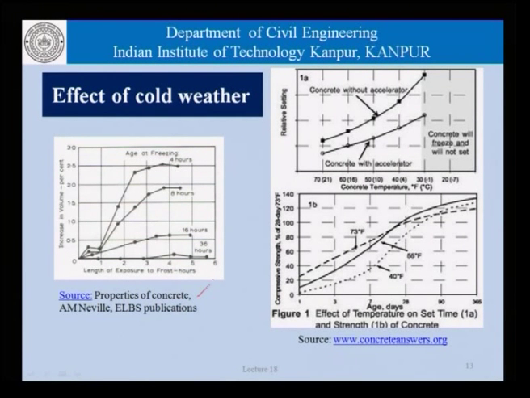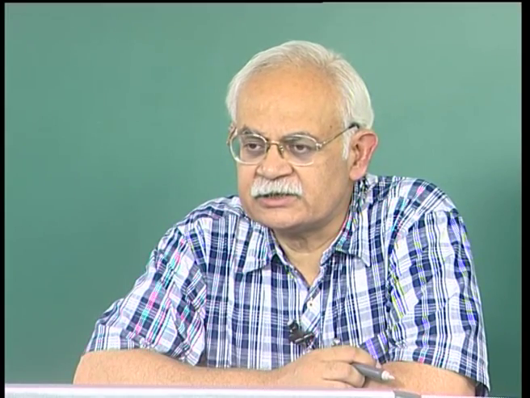If we look at this picture here, it says increase in volume versus the length of exposure to frost. If the age at freezing is small, then we see that the increase in volume is the largest. But if the age at freezing is 36 hours, this being just 4 hours, so if we are able to protect the concrete from freezing for as little as 36 hours, we can more or less control expansion in volume that we are likely to encounter.